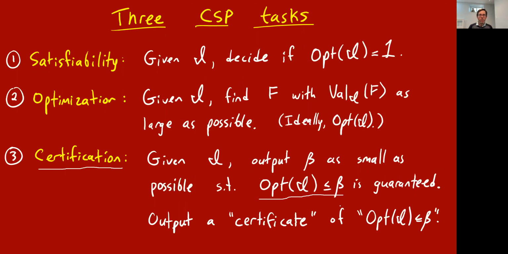Even more ideally, you would output some kind of vivid certificate that the optimum is at most beta. But as long as you output a number that's 100% guaranteed to be correct, then we call you a certification algorithm. Of course, your goal is to output a beta that's as small as possible, ideally one that's equal to the optimum value.